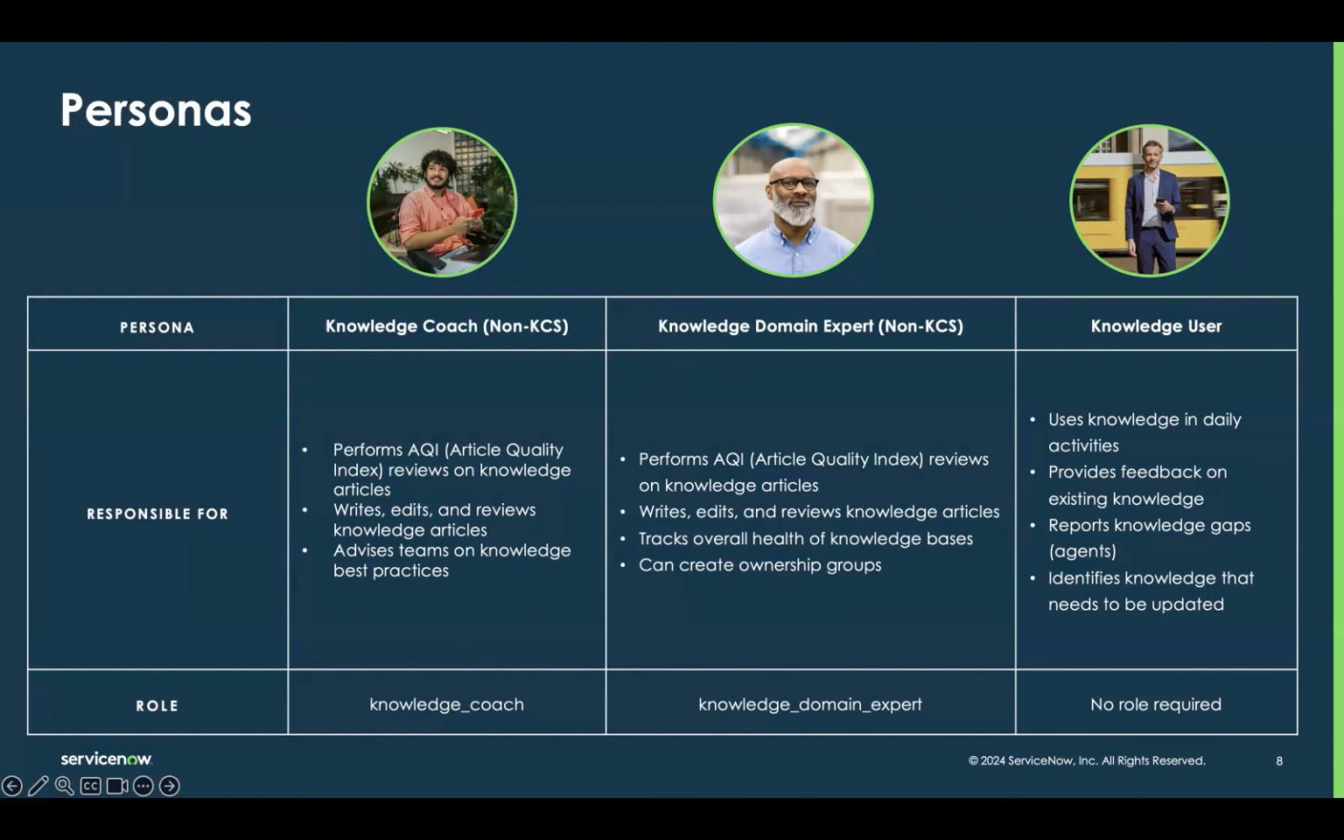So your coaches can take a look at what we call the article quality index. This is a checklist that you can attach to a knowledge base, with different items that they go through and check off to get a score, just to ensure that the article meets all the checks before it's published. So the coach or the domain expert can do that. They also contribute to the knowledge base themselves by writing and creating articles. Coaches help with best practices for different authors and communicate best practices out there. And then your domain experts really are responsible for their area of expertise.